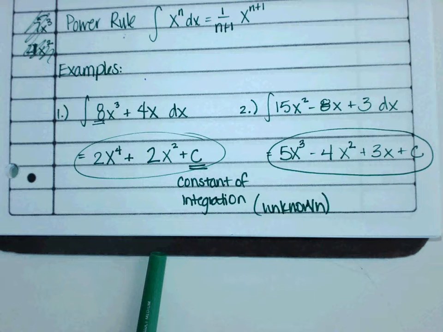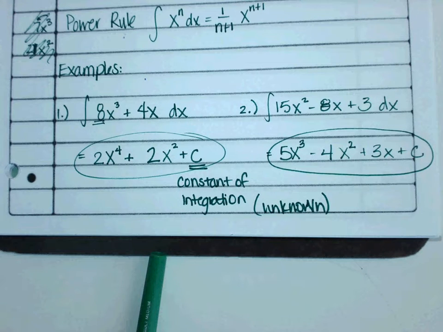But what would happen if I had a constant here when I took the derivative? It would go away. So the c is standing for whatever the constant would have been that had to go away when I took the derivative. Does that make sense? So you don't know what that number is, but you're putting a c there to show that there could have been a constant. We just don't know.